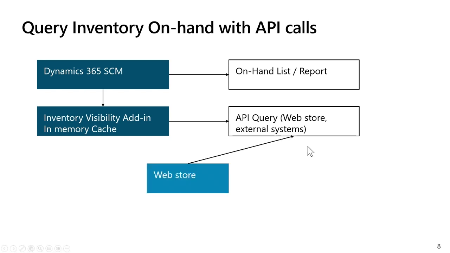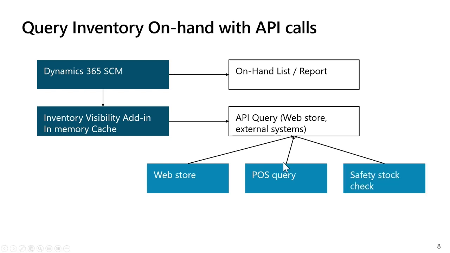For example, you can have a web store that queries the real-time on-hand inventory. You can have a third-party system, for example a POS machine, that makes queries to make sure there is enough quantity to put on the order that the customer asks for. Or you have a monitoring solution that periodically checks the safety stocks and makes replenishment suggestions and alerts when needed.